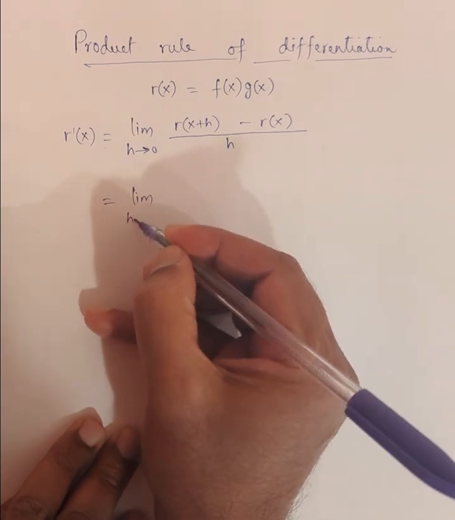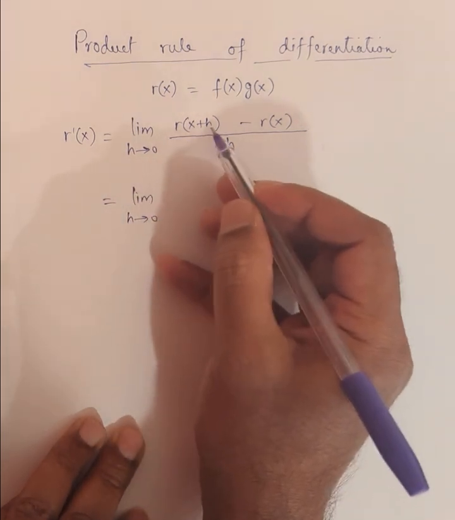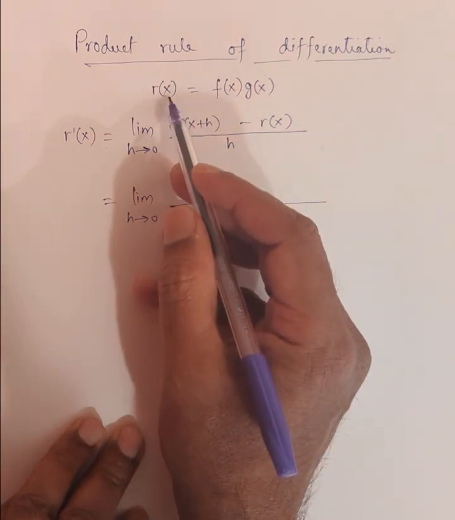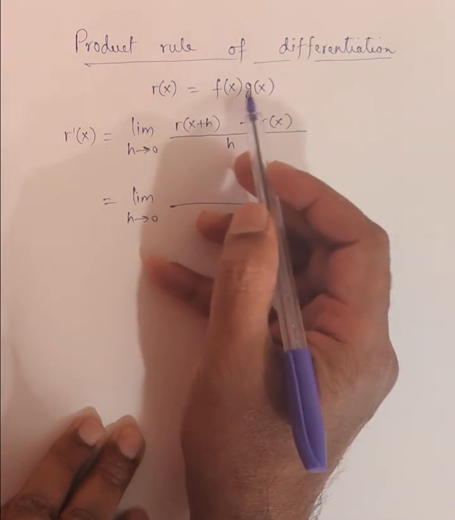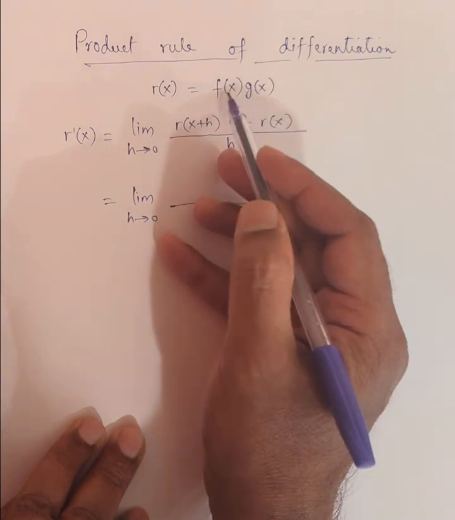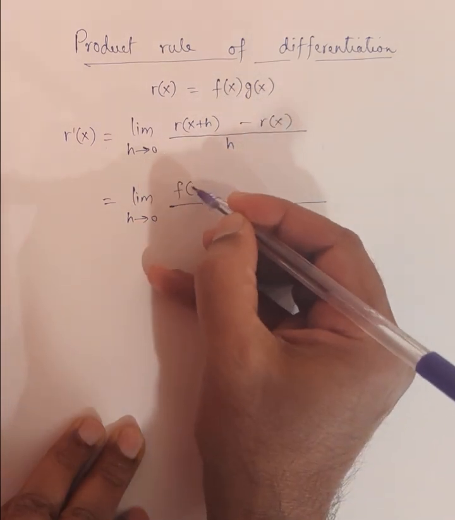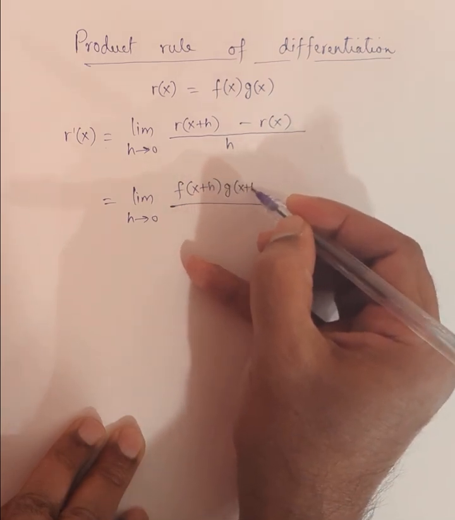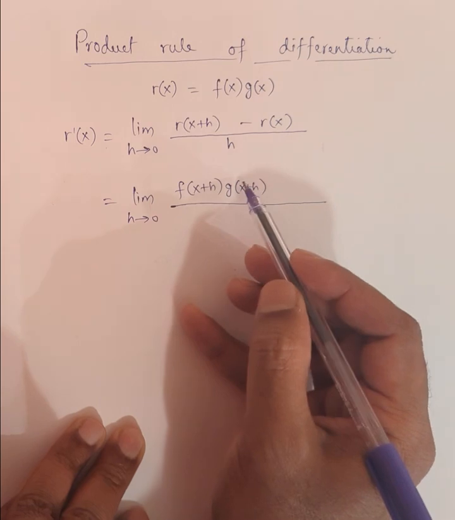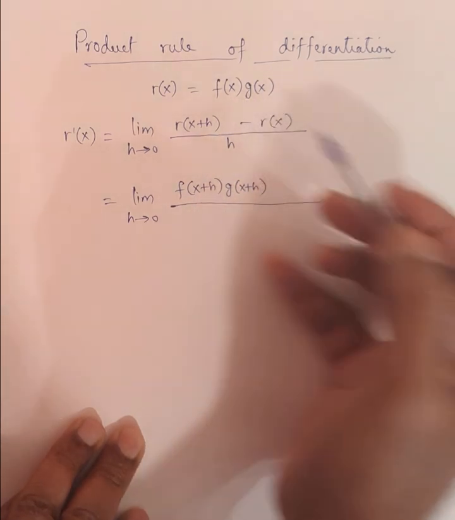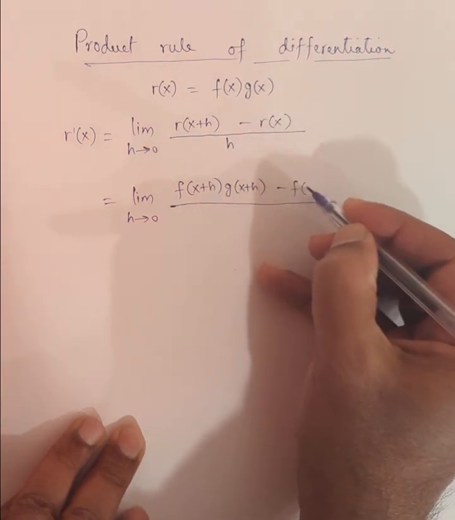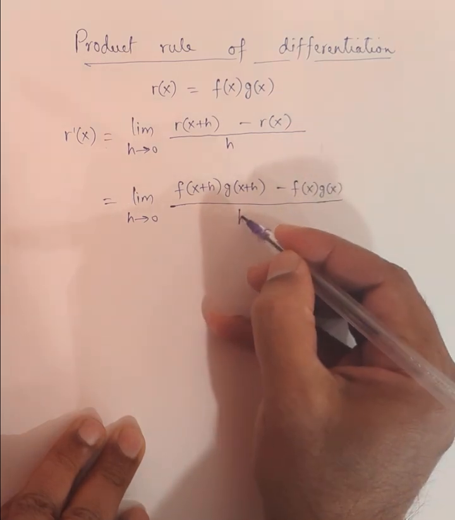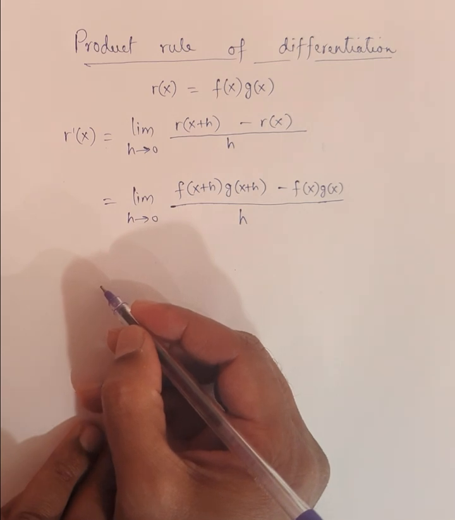So let's plug in r of x plus h. R of x plus h is obtained by replacing the x's by x plus h's. So it would be f of x plus h, g of x plus h. This is r of x plus h. Minus r of x is given to us as f of x, g of x, divided by h.